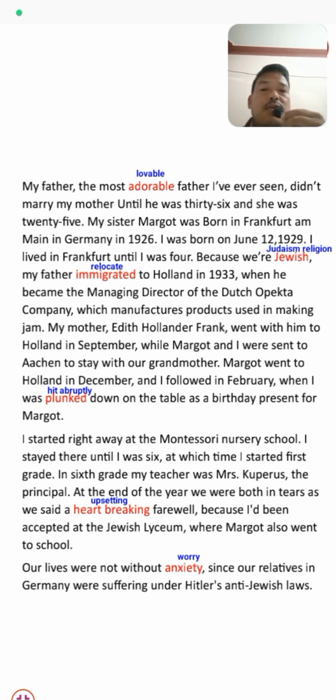It's a place to stay; their grandmother was living there, and they have been sent to the grandmother's house. Margaret went to Holland in December, and I followed in February, when I was plunked, hit abruptly down on the table as a birthday present for Margaret.